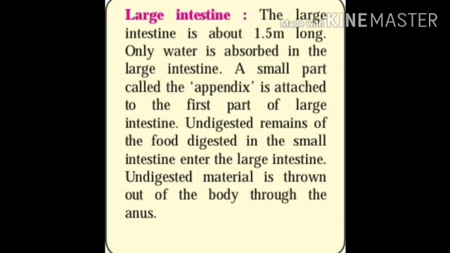Large intestine. The large intestine is about 1.5 meters long. Only water is absorbed in the large intestine. A small part called the appendix is attached to the first part of the large intestine. Undigested remains of the food digested in the small intestine enter the large intestine. First the food enters the small intestine, after that it enters the large intestine. Undigested material is thrown out of the body through the anus as waste.